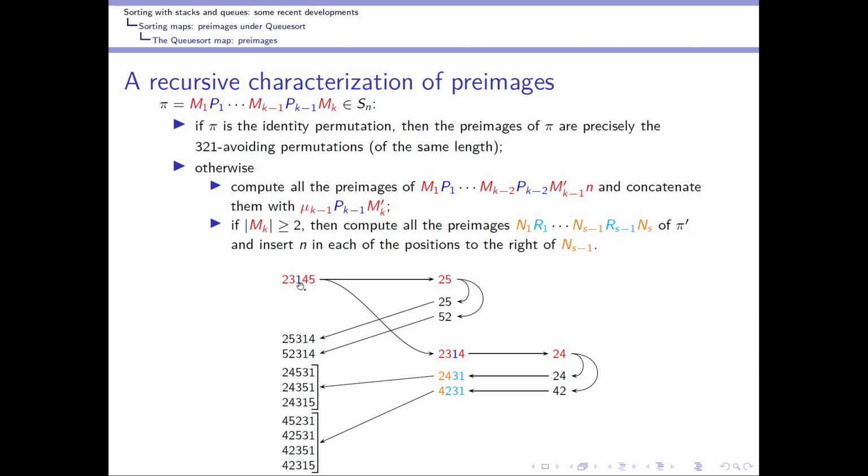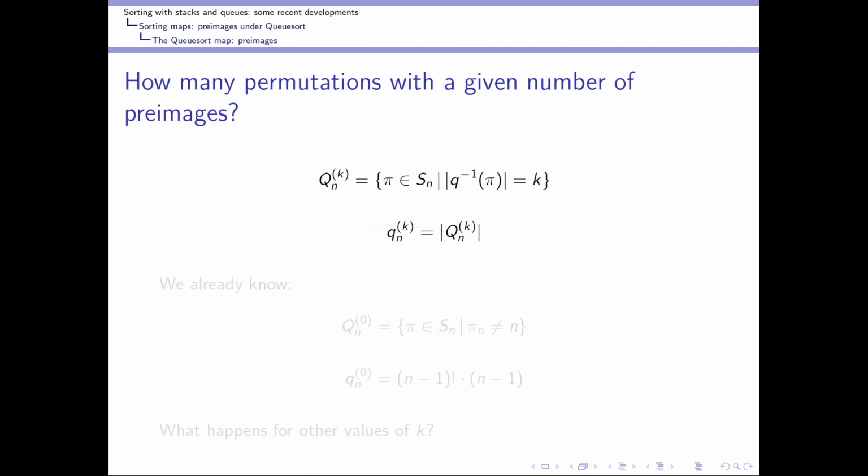Okay, using this recursive characterization of preimages, we can give some interesting results concerning preimages. The first result concerns an answer to this question: how many permutations are there having a given number of preimages? So we are interested in these sets Q_{n,k} of all permutations pi of length n such that the number of preimages of pi is equal to k.